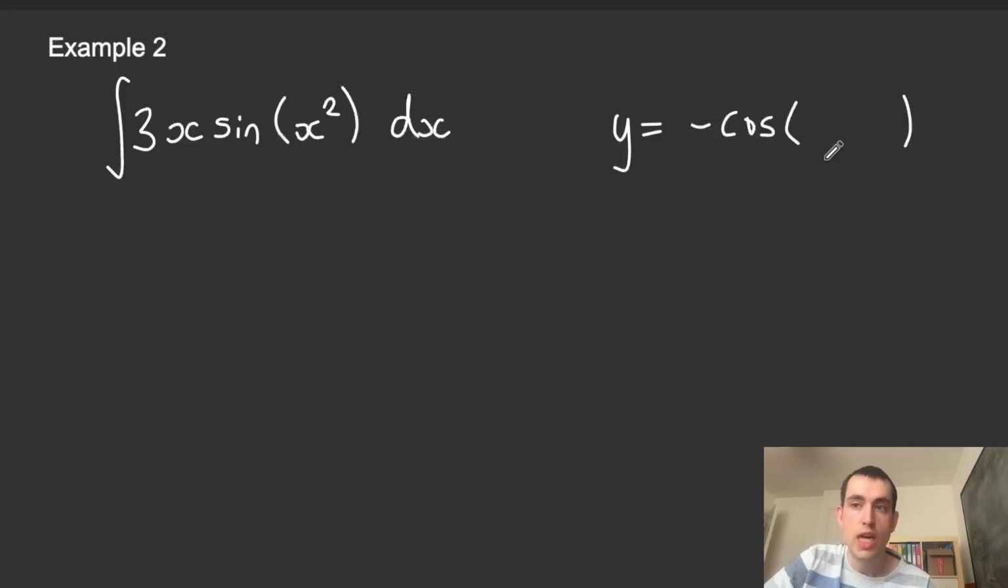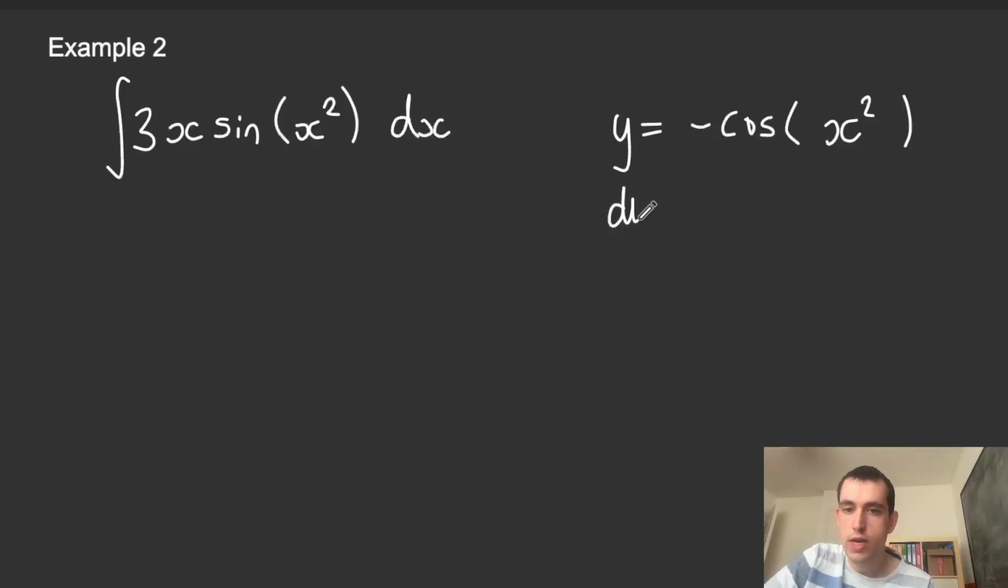Now, if you know your chain rule, you'll know that the insides have to stay the same. So we'll leave this as x squared. I know there's a 3x out here, but if you know your chain rule, you'll know that something goes on with the derivative of this, and it looks suspiciously like 3x.